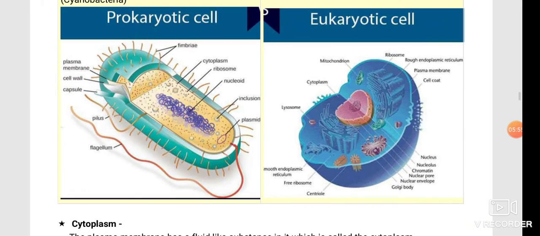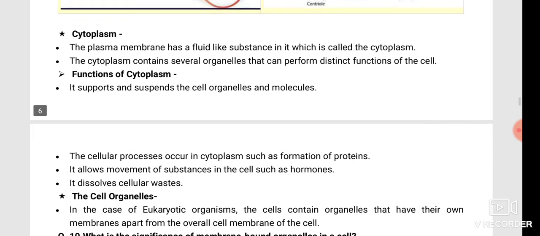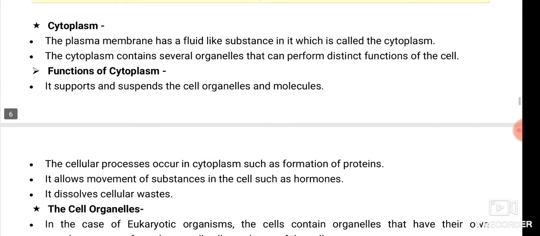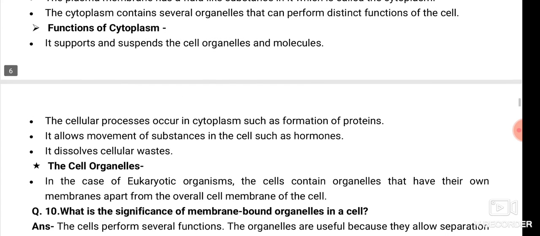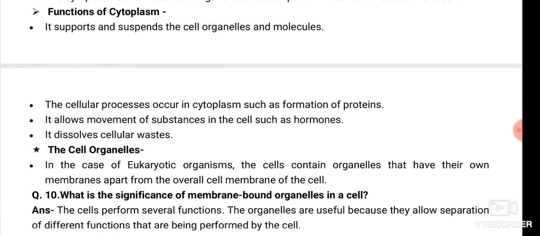Given in the figure. Next is the cytoplasm. The next organelle is the cytoplasm. What is cytoplasm? The plasma membrane has a fluid-like substance in it, which is called cytoplasm. The cytoplasm contains several organelles that perform distinct functions of the cell. Functions of cytoplasm: it supports and suspends the cell organelles and molecules.